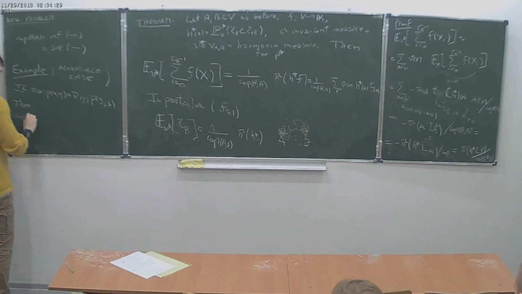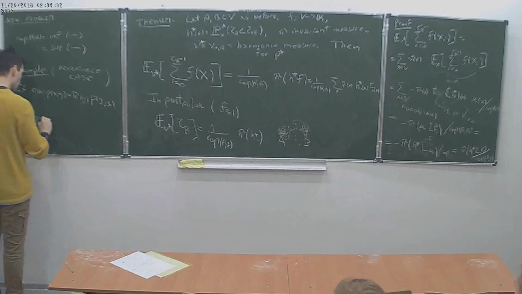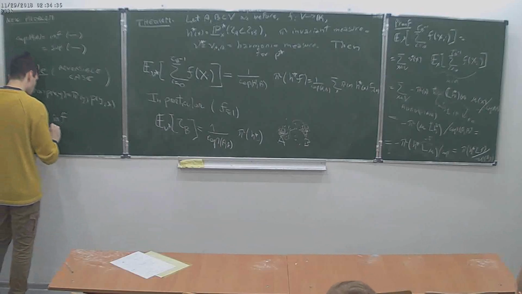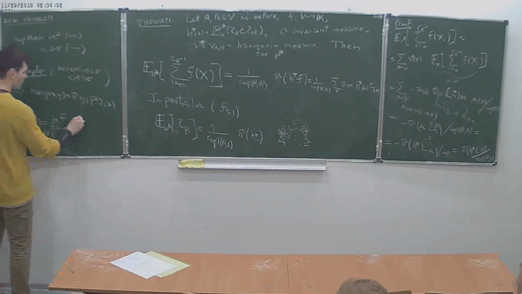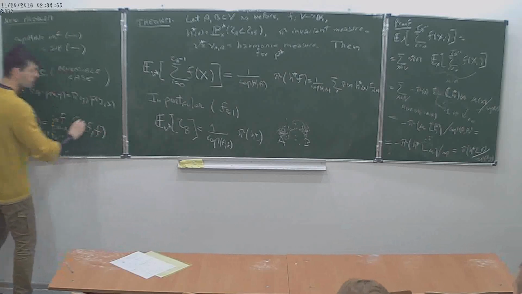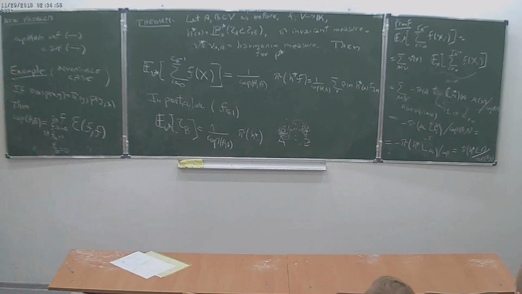Reversible case. If P of X, P of X to Y equals pi of Y, P of Y to X, basically a reversible chain, then the capacity between A and B is the infimum over all functions f from the state space to R, such that f on A is 1 and f on B is 0. So the same condition as H, that is the Dirichlet formula.